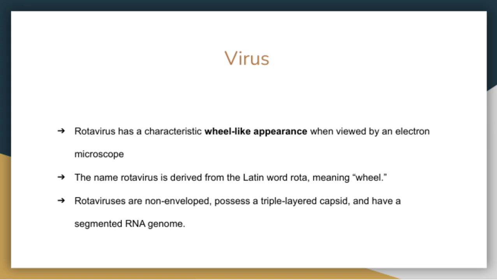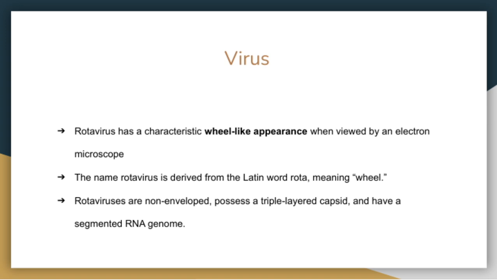Now, in terms of structure, rotaviruses are non-enveloped, which means they lack a lipid membrane surrounding them. Instead, they have a triple-layered capsid, or protein coat, that surrounds their genetic material. This layered structure is important because it provides stability and protection to the viral RNA inside.